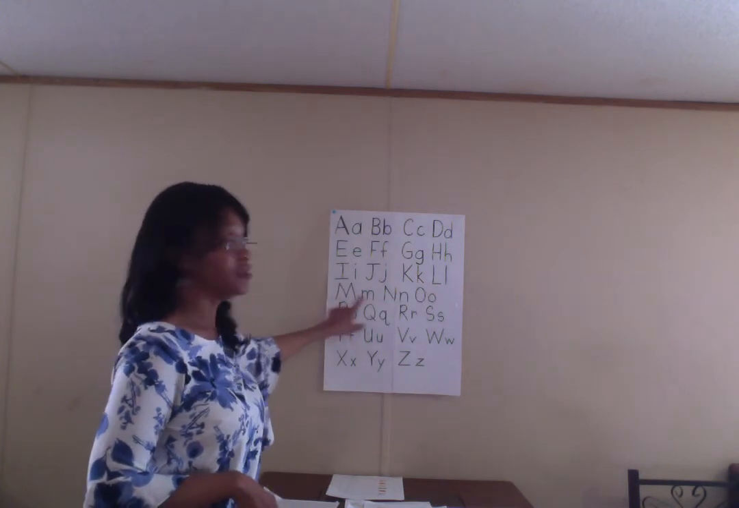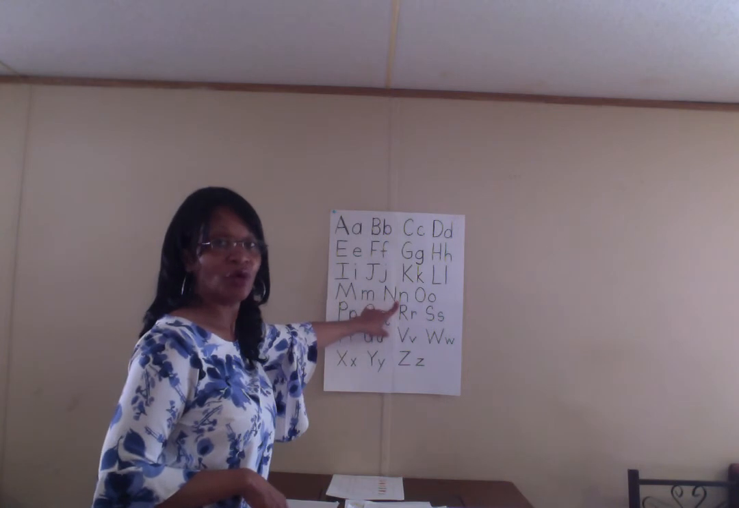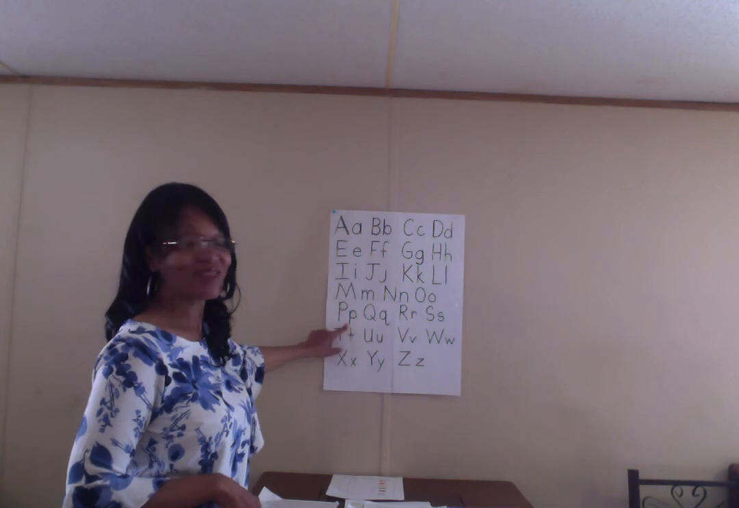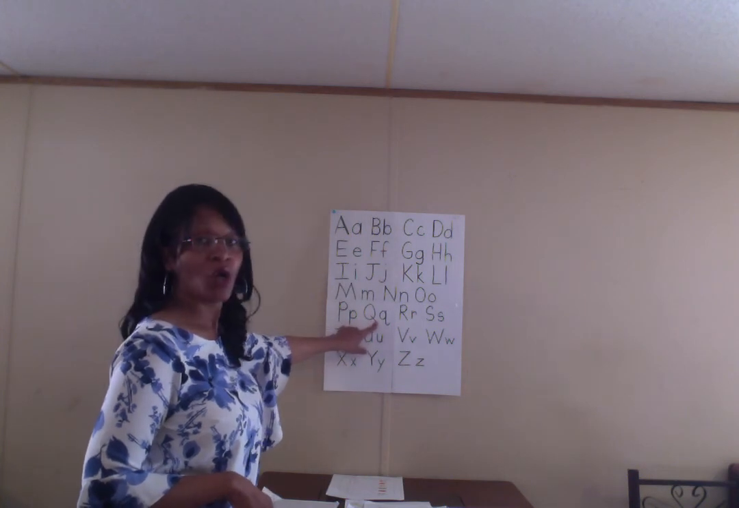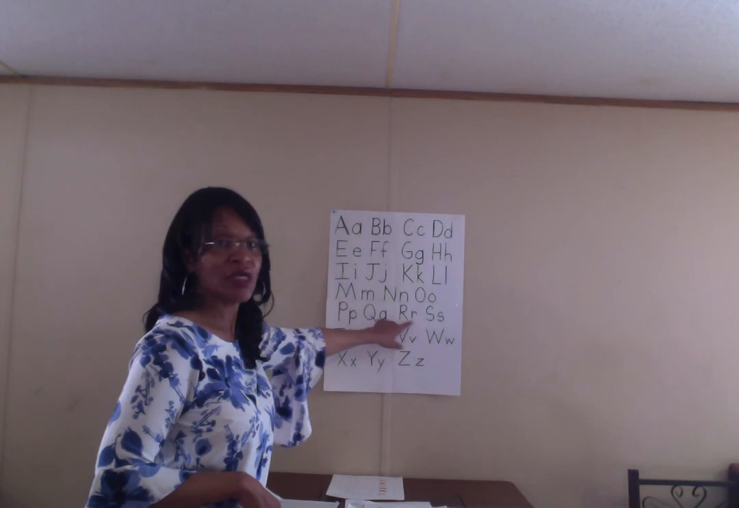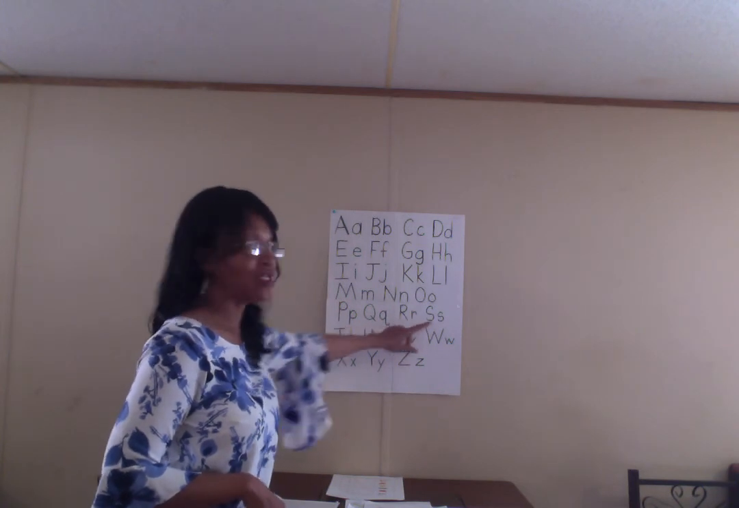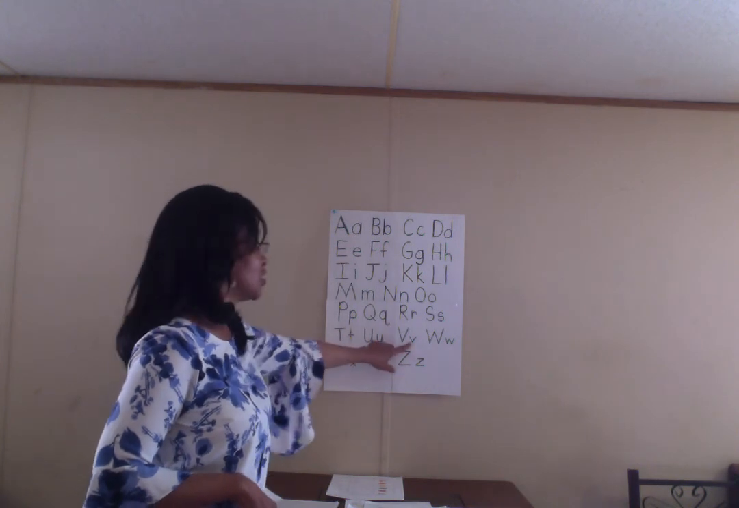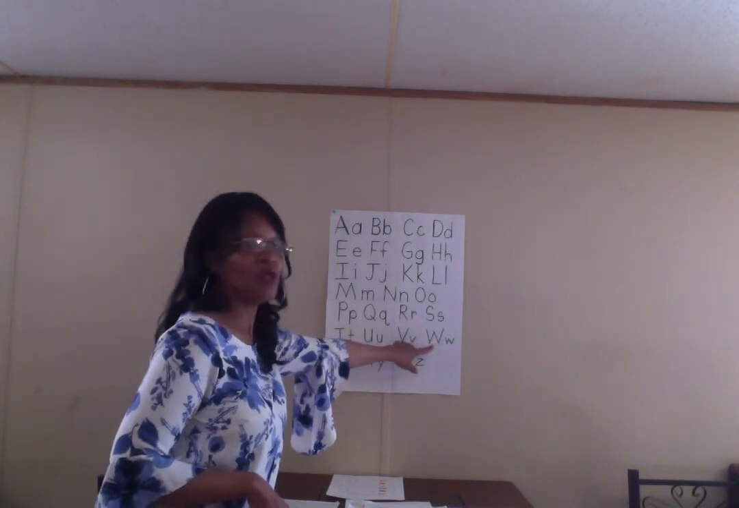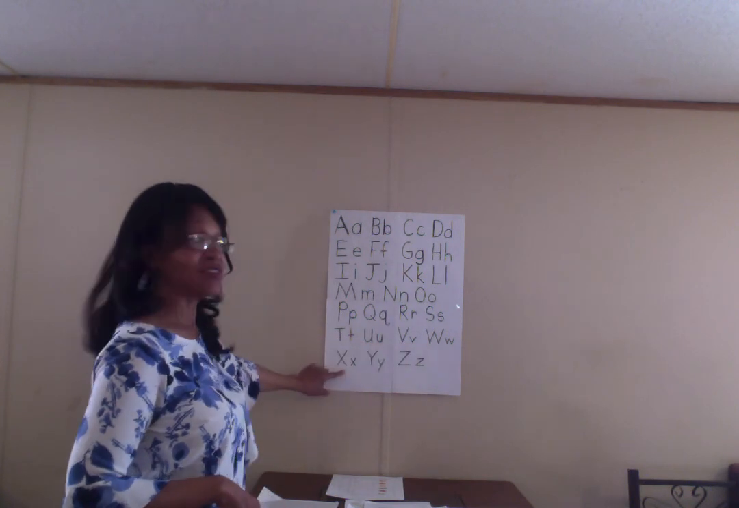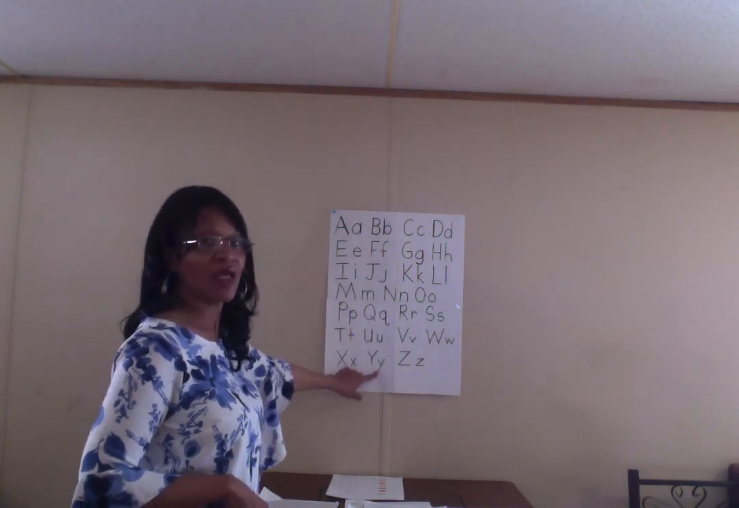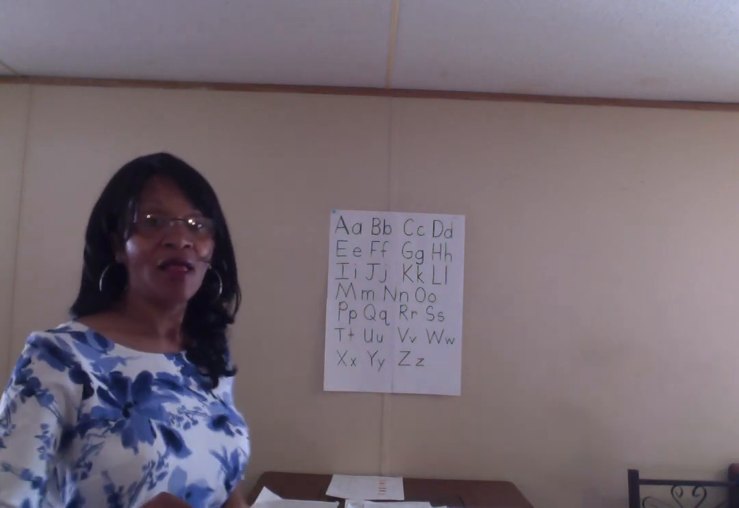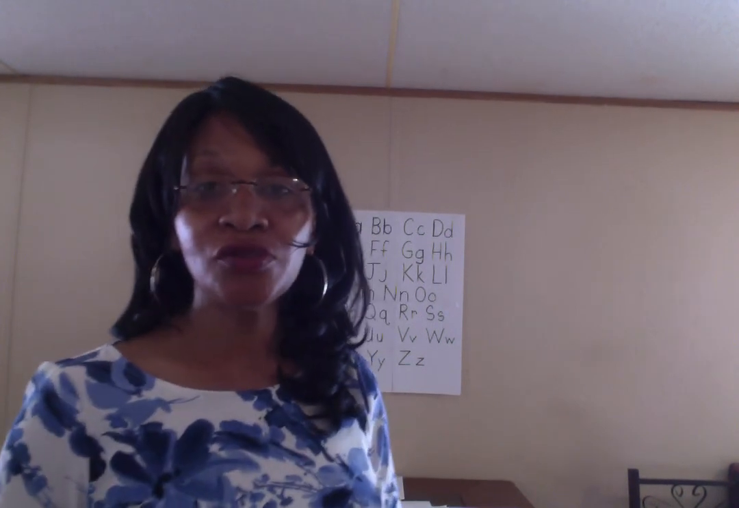M, mitten. N, notebook. O, octopus. P, pet. Q, queen. R, ring. S, sun. T, top. U, umbrella. V, vase. W, white. X, x-ray. Y, yellow. Z, zebra. And that will be the conclusion of this lesson.